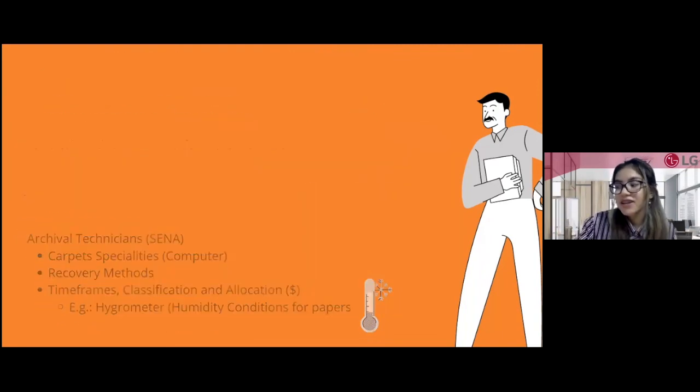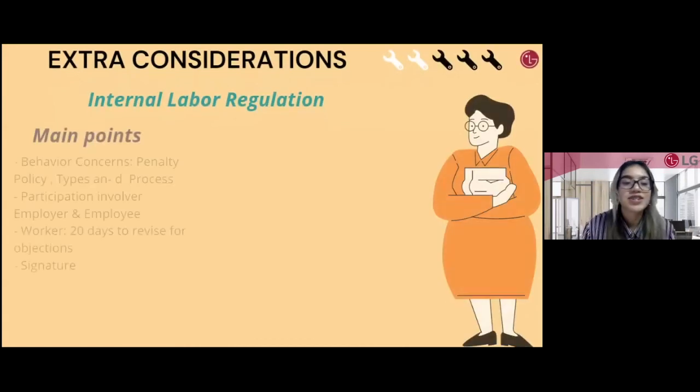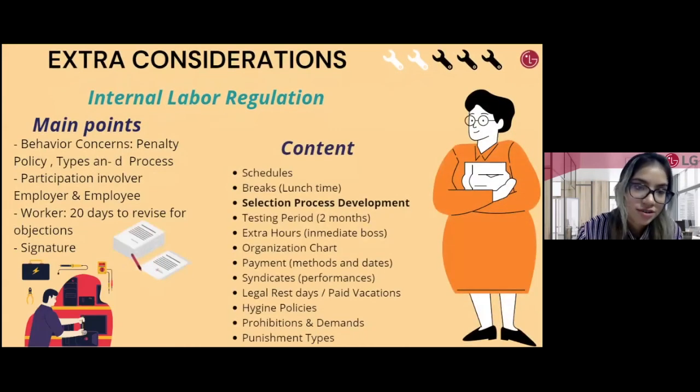And finally, we can have another extra consideration, which is the internal labor regulation. Okay, the main points are to consider the behavior concerns of penalty policy types and the process that is going to follow. The participation involves the employer and the employee, since the worker has 20 days to revise this internal regulation and make objections if necessary, and sign it.